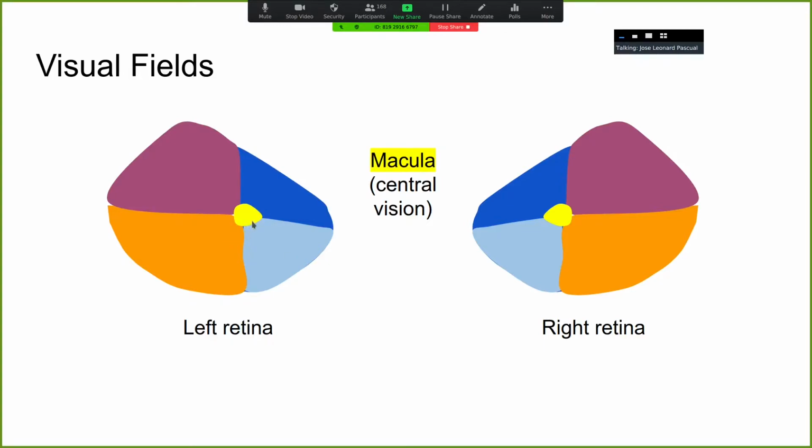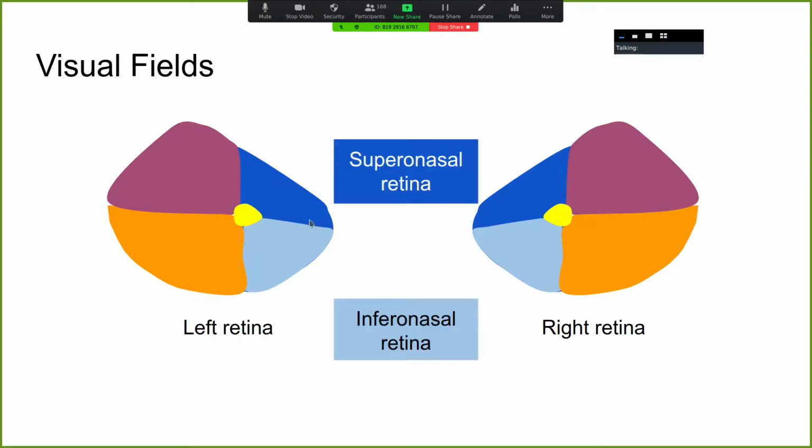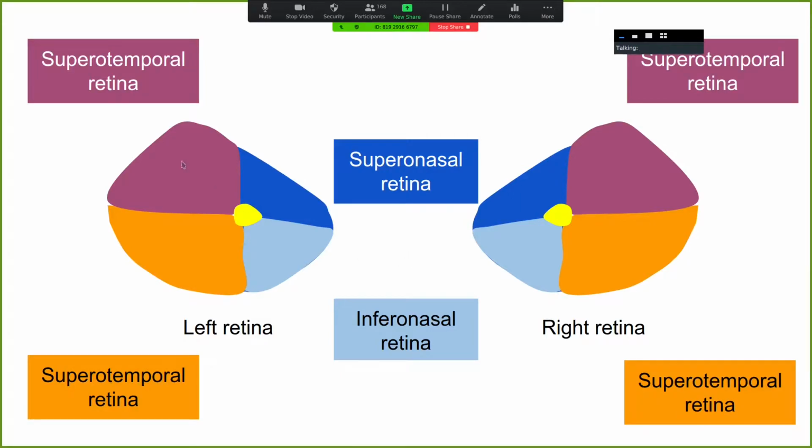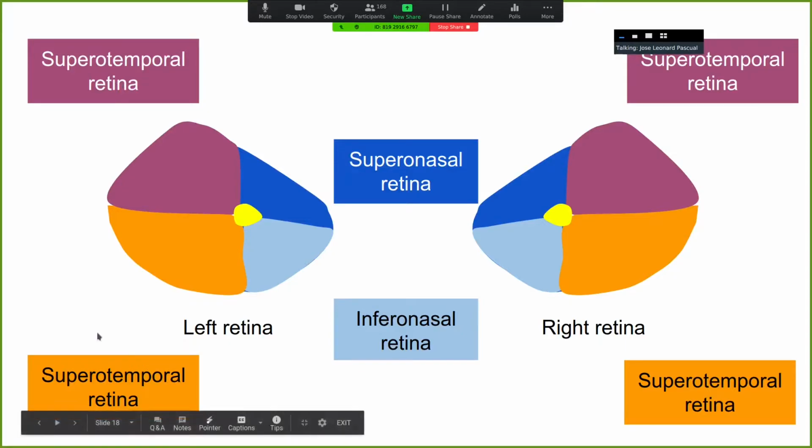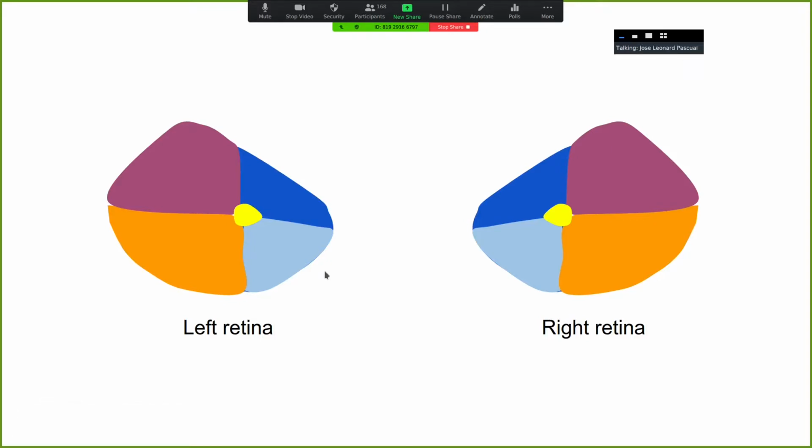So the macula is your central vision, and these are your peripheral visual fields for the nasal part, and this is the temporal part. This is superior, this is inferior. So these are the superonasal part, meaning for the nasal half, there's a superior part and an inferior part of the retina. Then on the sides, you have the temporal retina, superior part, and this should be inferotemporal. Sorry. Okay, so those are your visual fields projected on the retina.